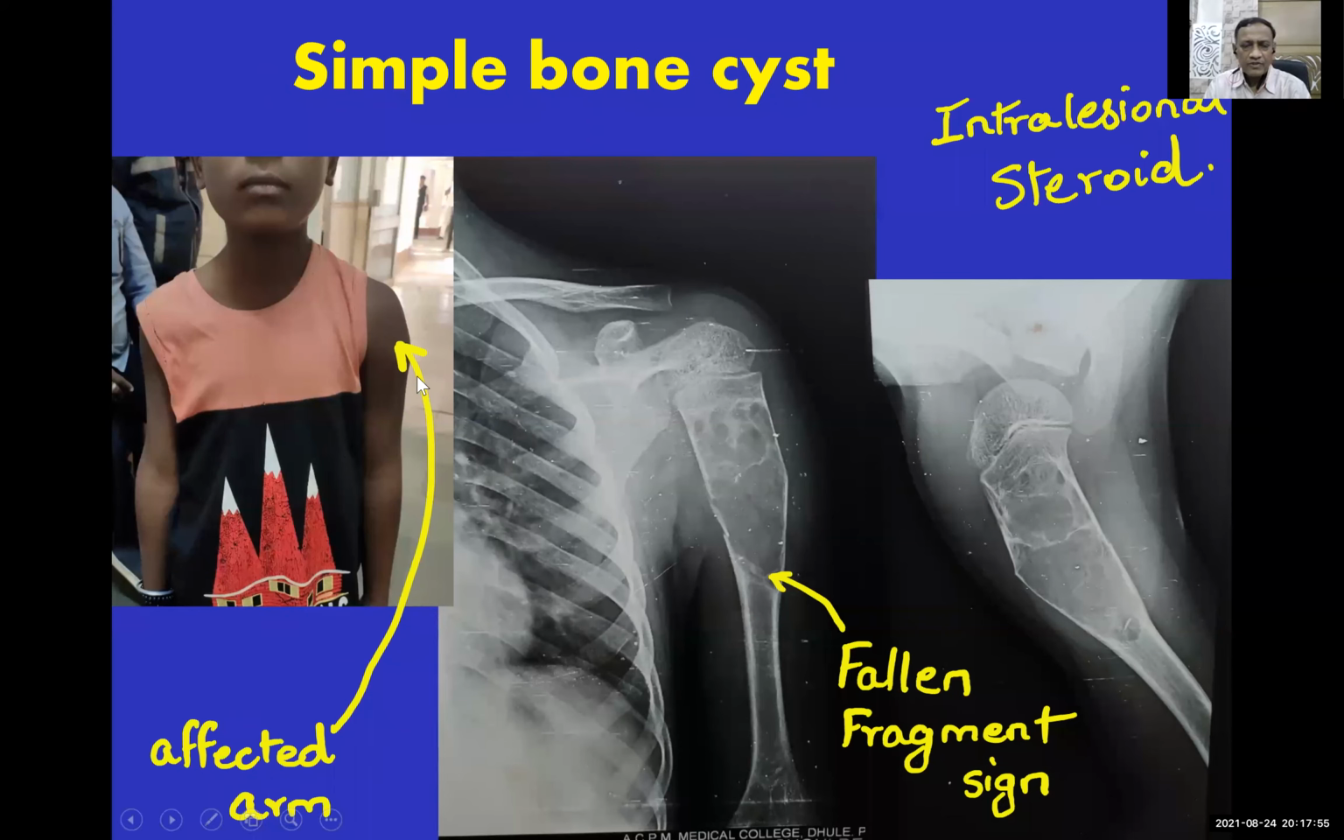The patient comes with a painful arm. X-ray shows the simple bone cyst with pathological fracture and fallen fragment sign. This patient was treated successfully with intralesional steroid.